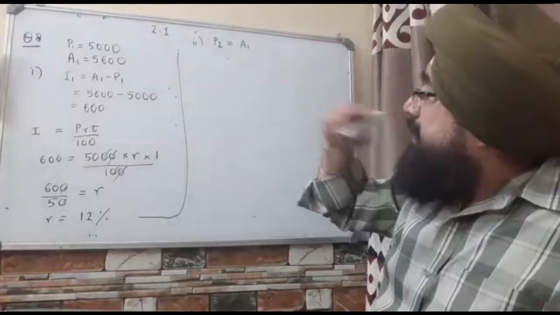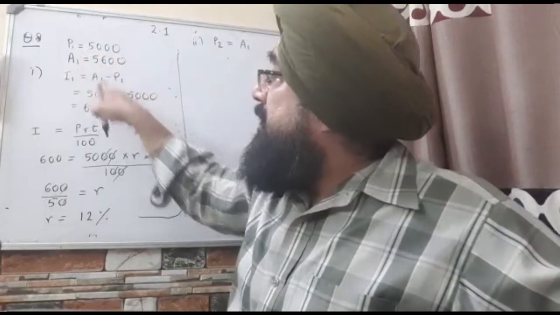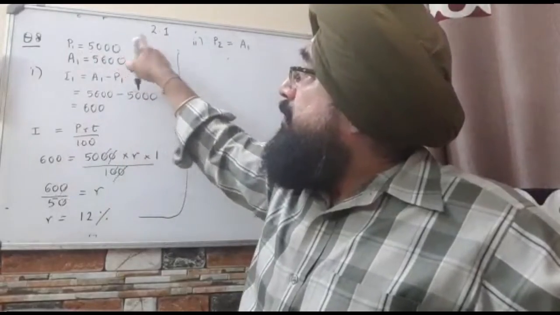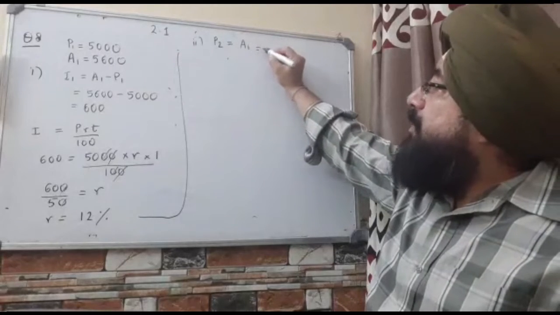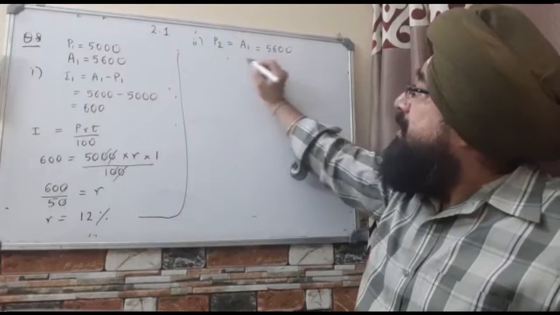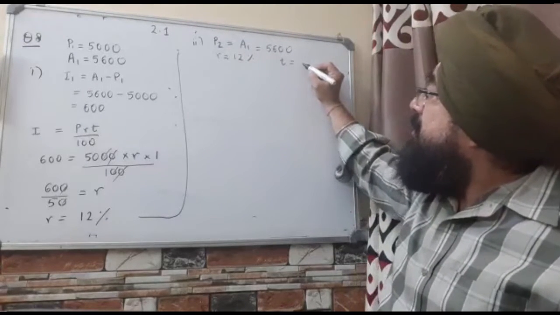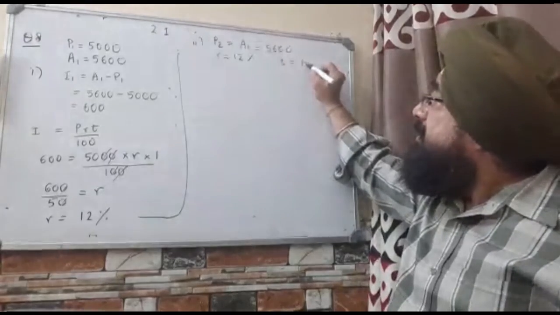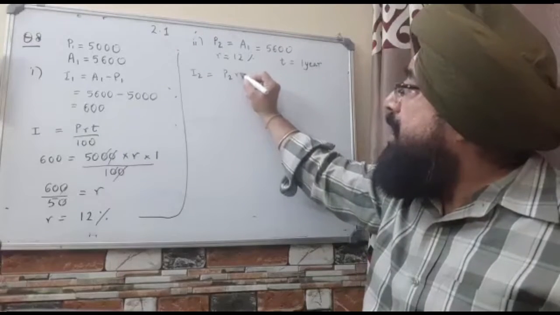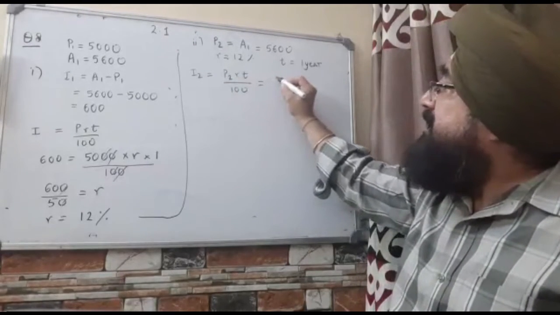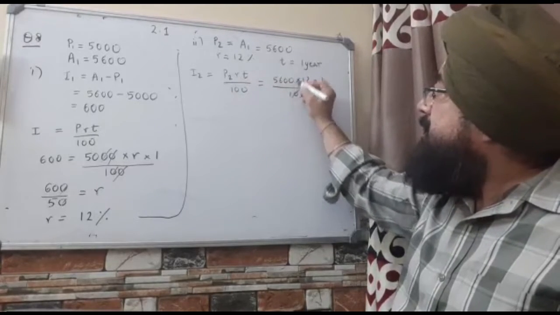Because whatever is the principal for the first year, added to the interest, that is 600. P1 plus I1 will give you the P2. So P2 is actually A1, and that is equal to 5600. And rate is already calculated by you, and time, of course, in your compound interest formulas will always be 1 year. So you need to calculate I2, and that is equal to P2RT over 100.